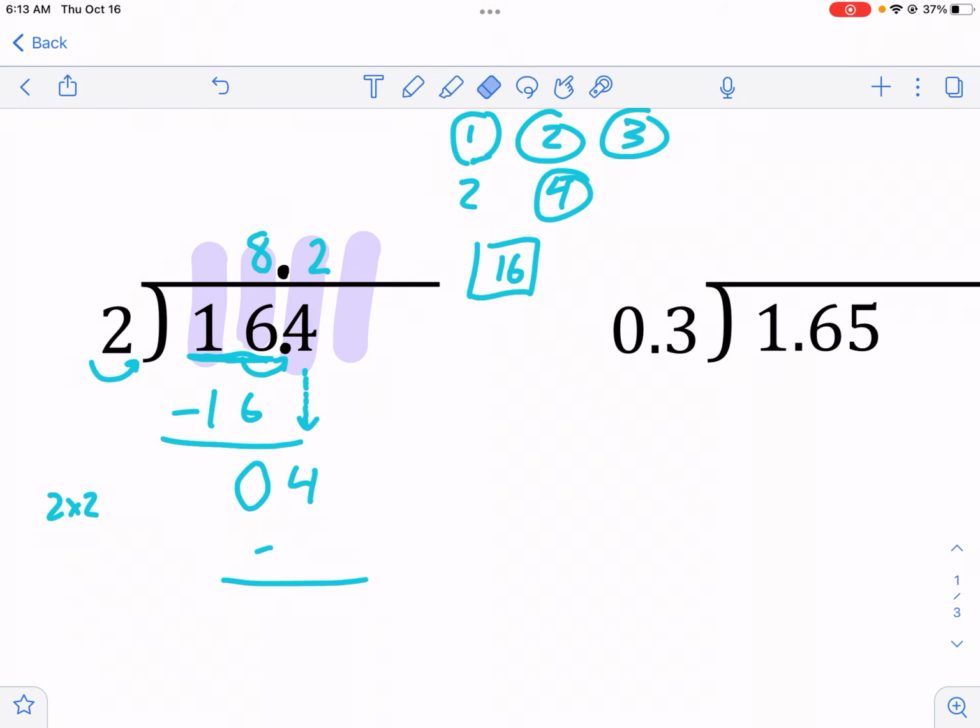One common mistake I see is people saying, oh, it goes in 2 times, and they subtract 2. Don't do that, because we landed exactly on it. There should be no remainder. If you do that, you're just going to be all sorts of messed up.